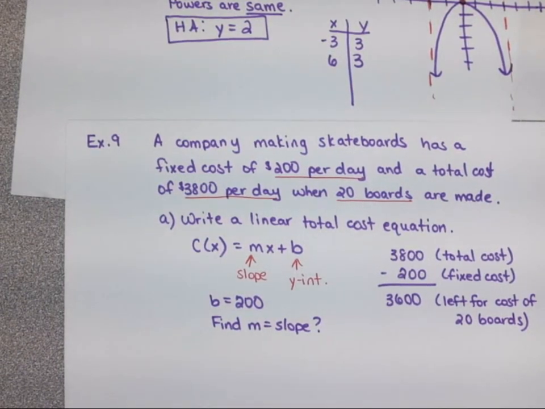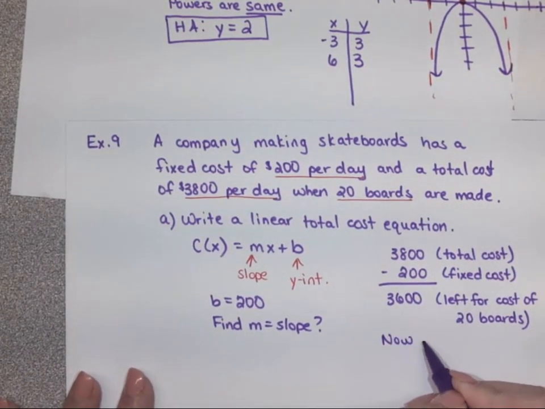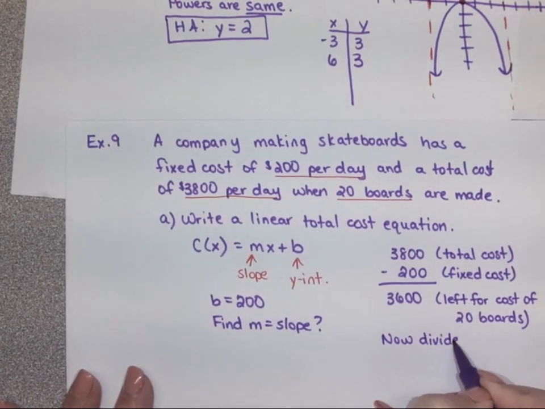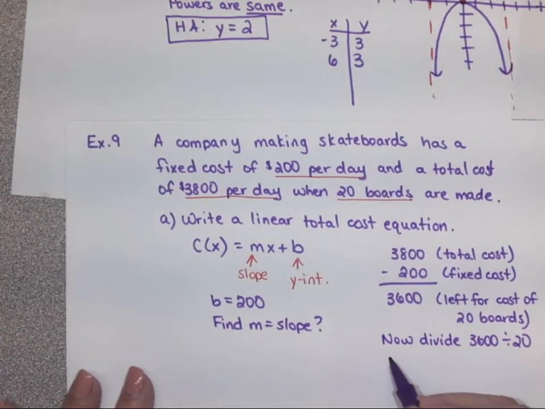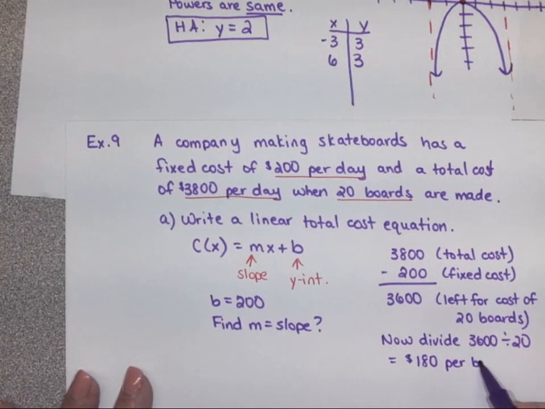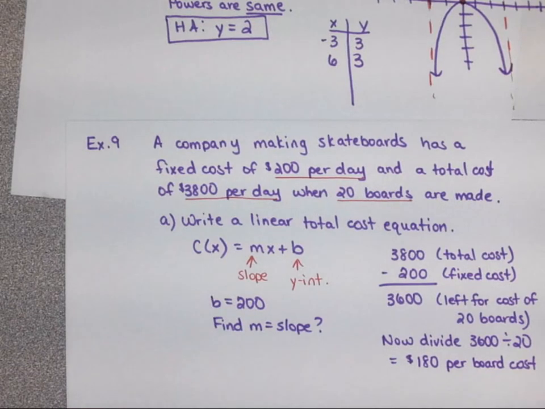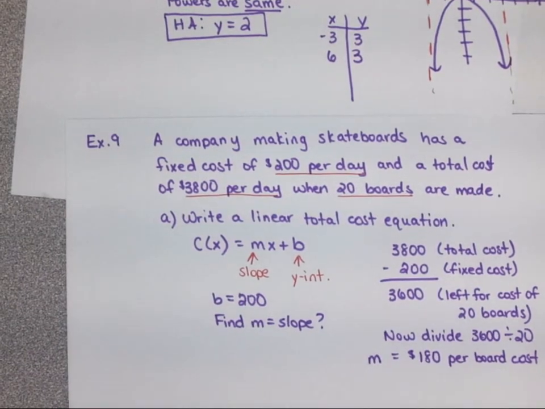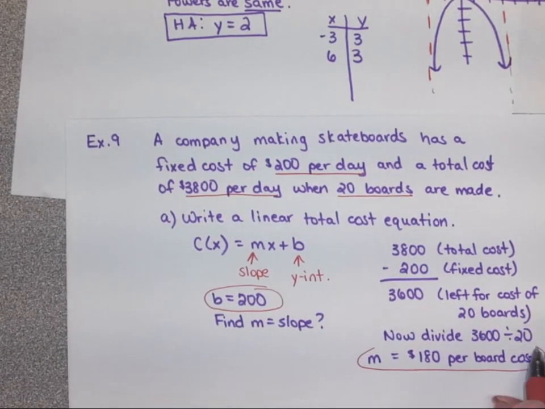Okay? So we have 3,600 left for the cost of 20 boards, and then if I want to know the per board cost, what could I do with 3,600? Yeah, so now I'm going to divide 3,600 divided by 20, okay? And that's going to be $180, and that's going to be my per board charge or cost. So in other words, what is this representing then? This is my slope, okay? So I've got B is 200. I know slope now is 180.